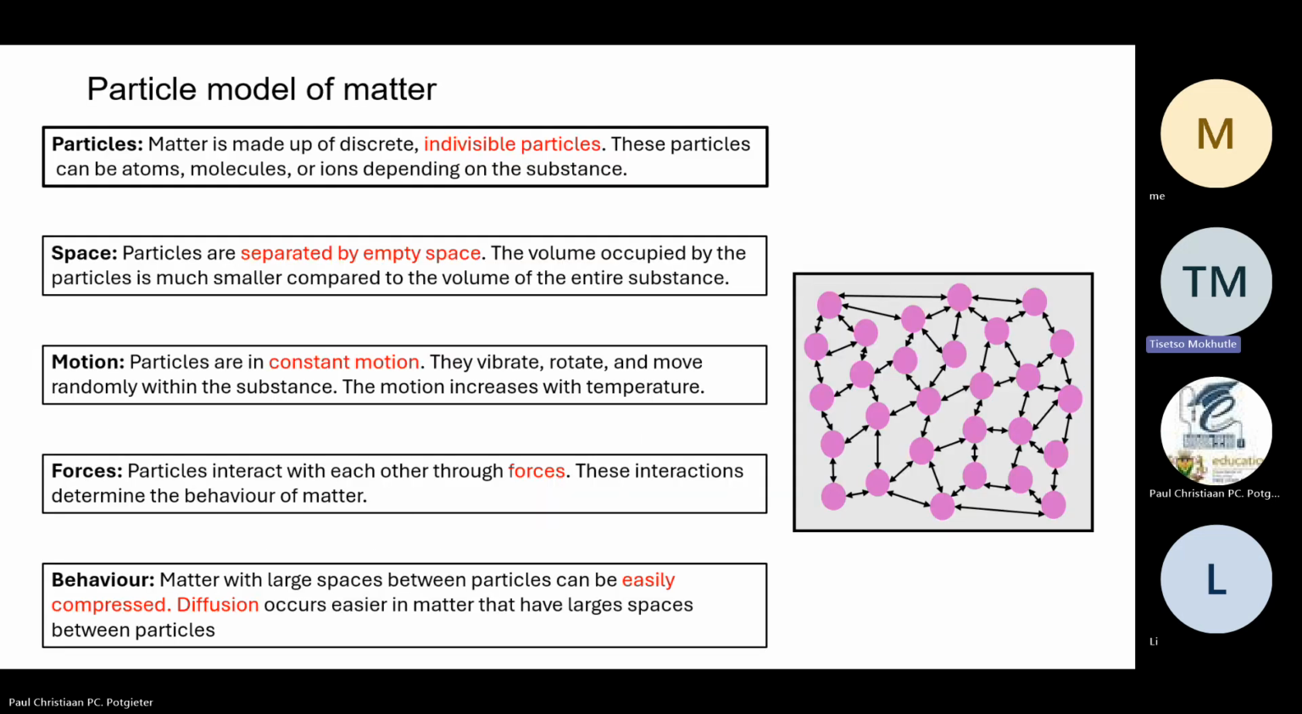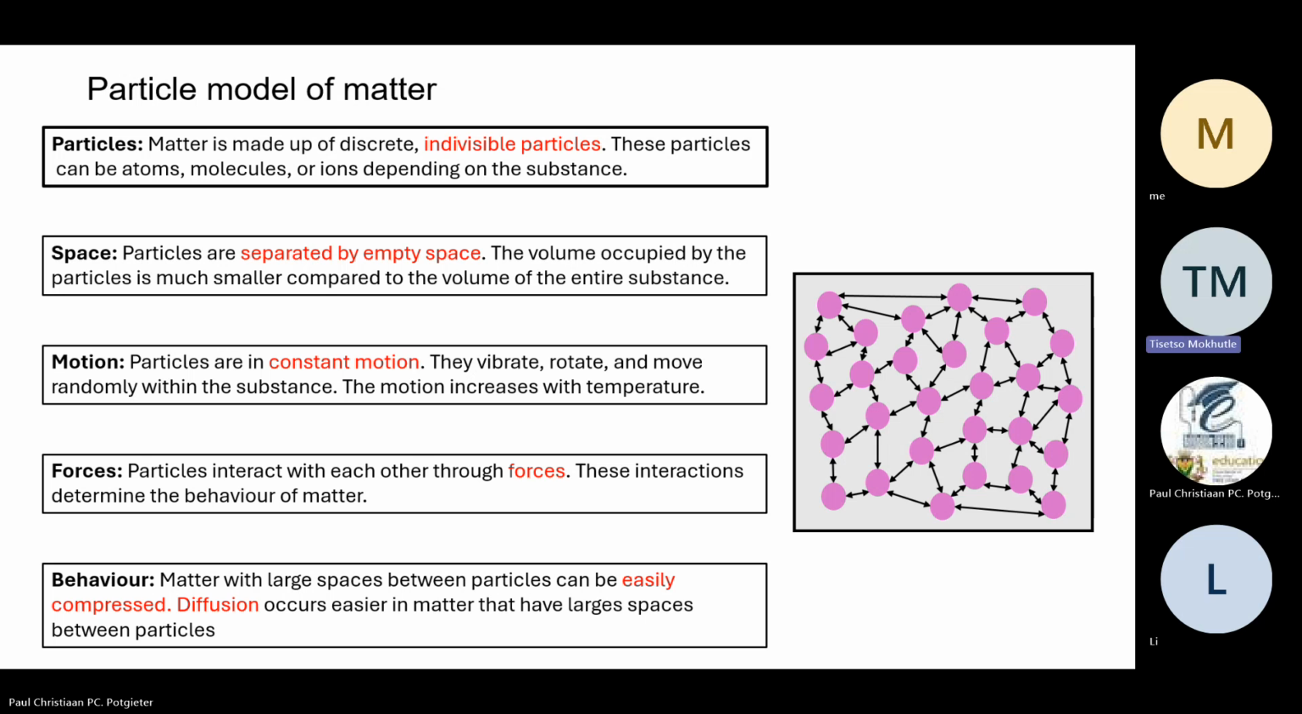Okay, colleagues, the particle model of matter, it can be defined in different stages. To understand what the model is all about, we talk about particles first. Matter is made up of indivisible particles, and you'll see there's a diagram showing you all those particles that I'm referring to. The particles can either be atoms, molecules, or ions, depending on the substance.